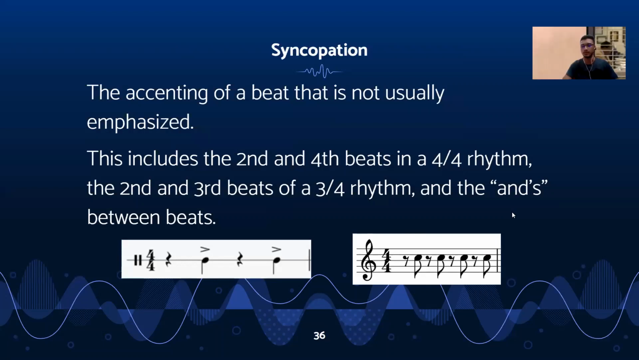Syncopation is one of my favorite things in music. It's my favorite word. It's basically the accenting of a beat that's not usually emphasized. So you have the 1 2 3, 1 2 3 4, 1 2 3 4, 1 2 3 4, or the 1 2 3, 1 2 3, 1 2. But you also have the 1 and 2 and 3 and 4 and. The ands aren't usually emphasized, but when you do, it creates this upbeat rhythm when you emphasize those values.